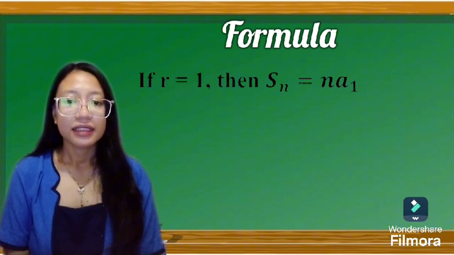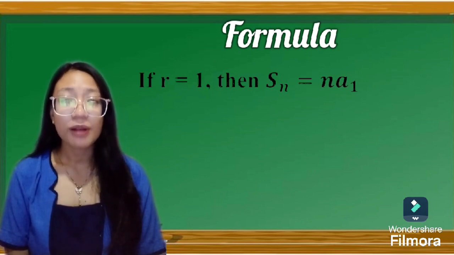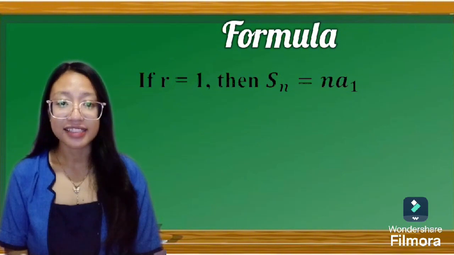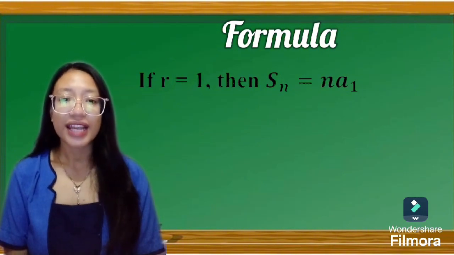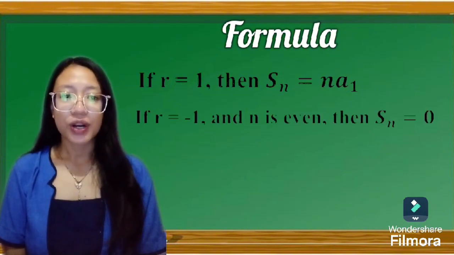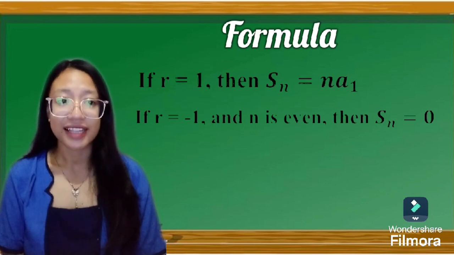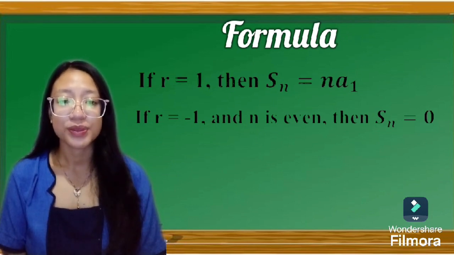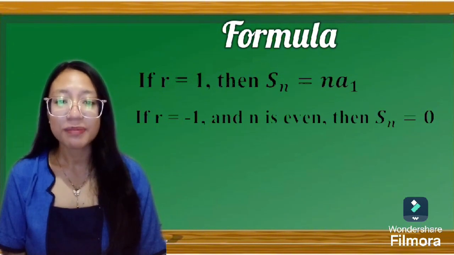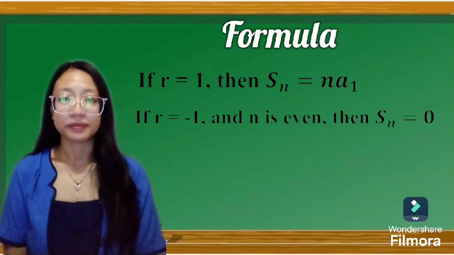And then, what if naman kapag yung common ratio natin or r natin is negative 1? So, may two cases siya. The first case is, if our r is equal to negative 1 and n is an even number, then our S sub n is equal to 0. So, kapag yung number of terms natin ay even, magiging sagot lang niya ay 0.